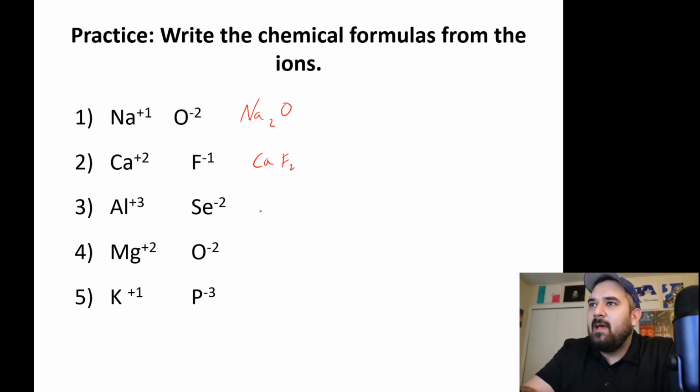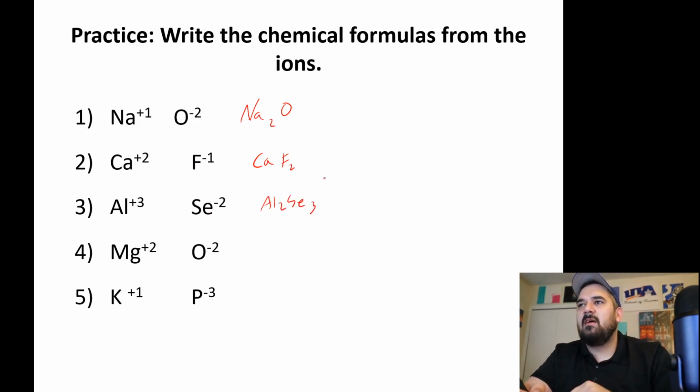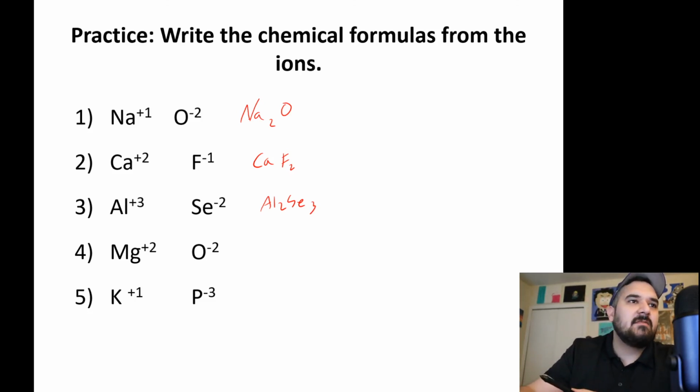And then here we got Al2Se3, and that's going to be aluminum selenide. Let's see what Se is.